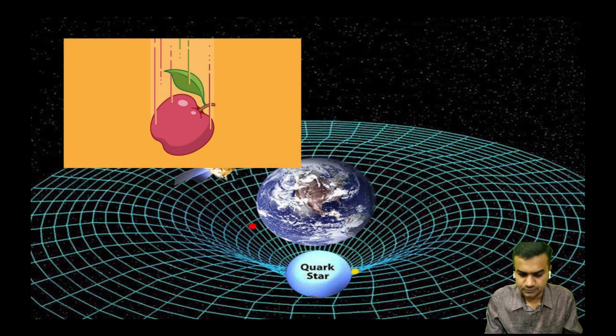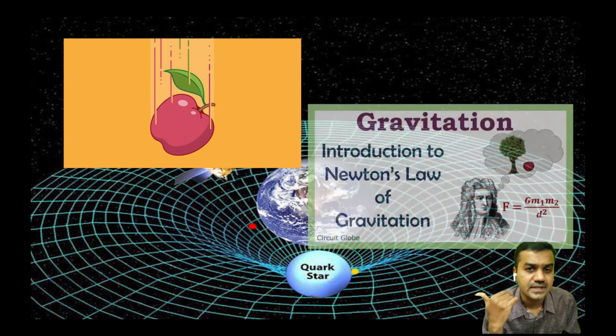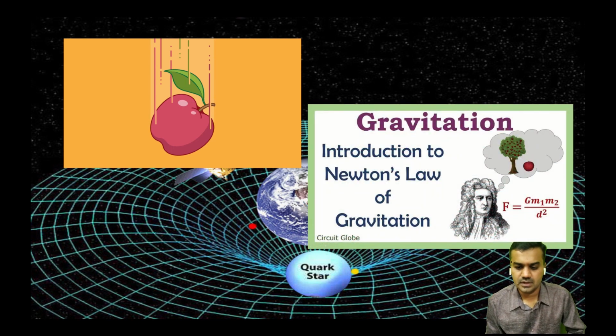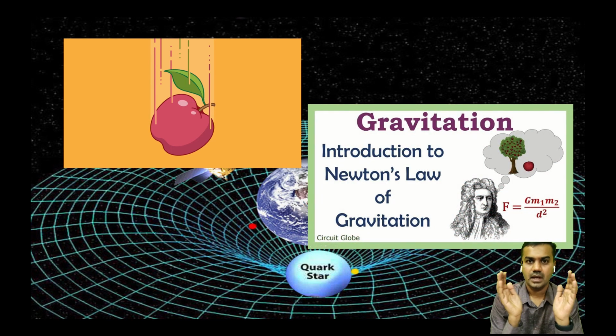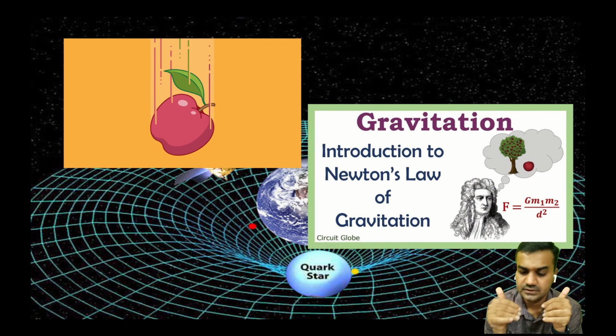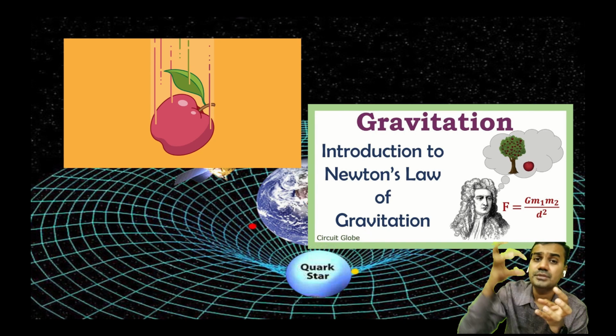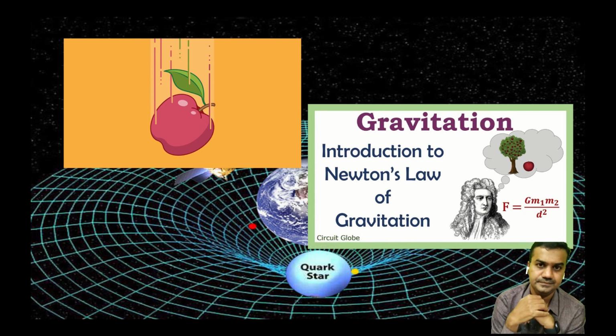For example, the falling of an apple and the rotation of planets around the sun. Who is responsible? Very simple, gravity is responsible. Then Newton comes into this picture. He says that yes, the gravitational force is responsible, and he has given a law. That law is called Newton's law of gravitation.